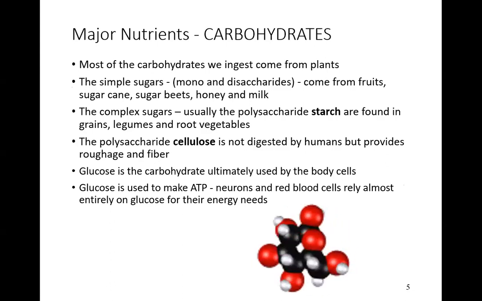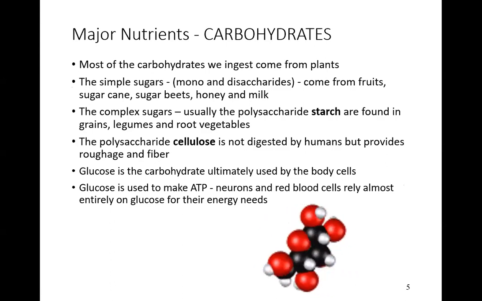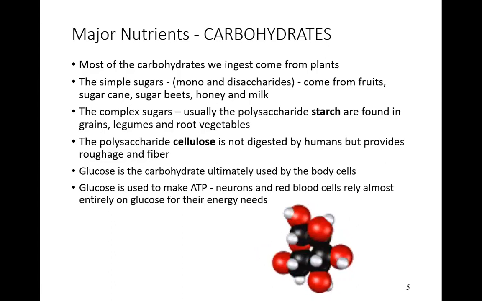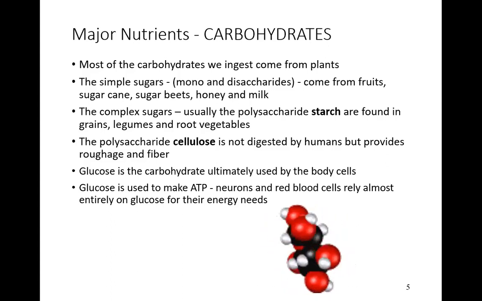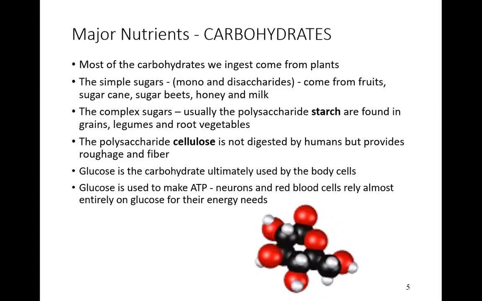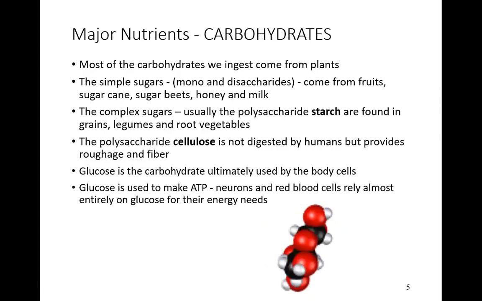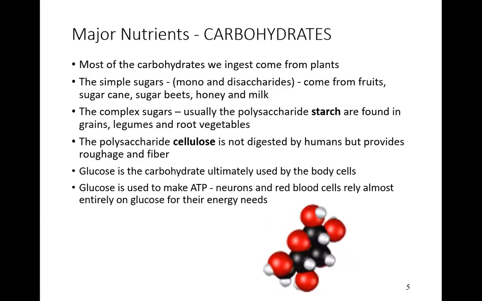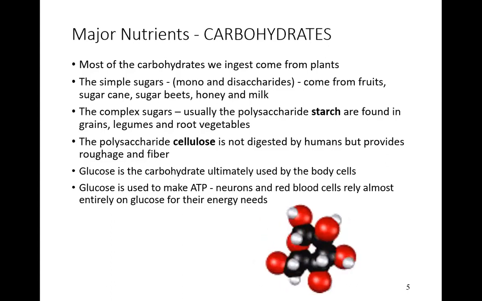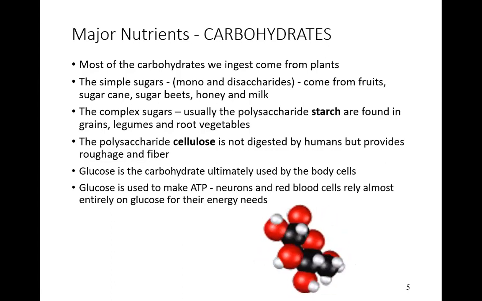Now, our carbohydrates, we talked about this already. The carbohydrates are where we get a lot of our energy. Most of our carbs come from plants. The sugars, the monosaccharides, the disaccharides, we find in fruit, in cane sugar and beet sugar, as well as in milk and even in honey. Honey is a great source of sugar too.